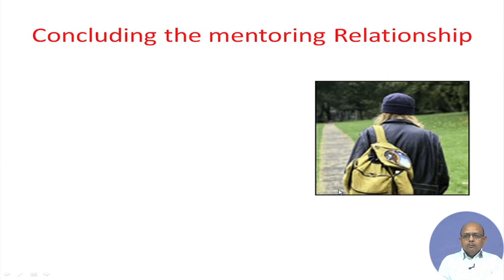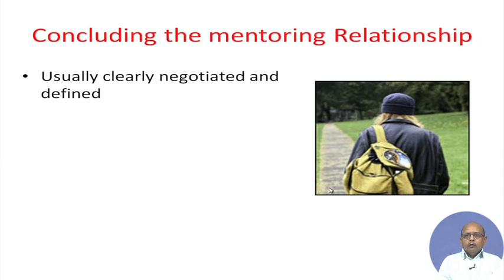And at the end of that, what are you going to do? You are going to conclude the relationship. Once the result of the mentoring process, in terms of the outcome, is achieved, then finally the process ends and the mentoring relationship ends. Now, he is going to work independently. He has been mentored, so he can grow independently on the path of growth and development. So, it is clearly negotiated and defined when you are going to end the relationship.